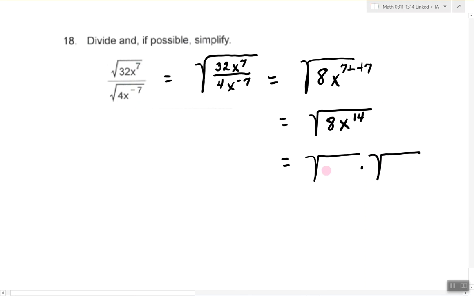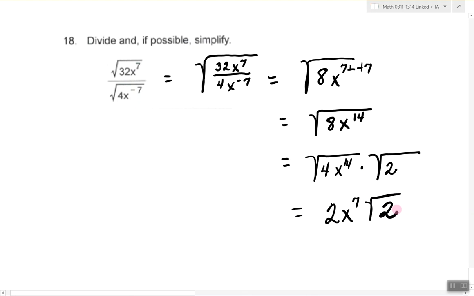8 can be factored into 4 times 2. X to the 14th is a perfect square because 14 is, it's an even number, I'm sorry. So that gives me 2x to the 7th times the square root of 2.